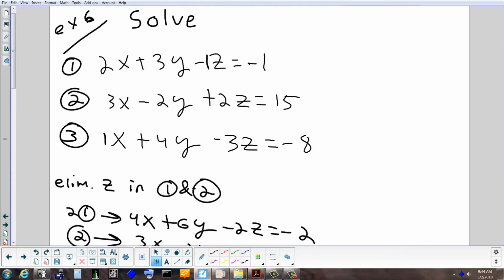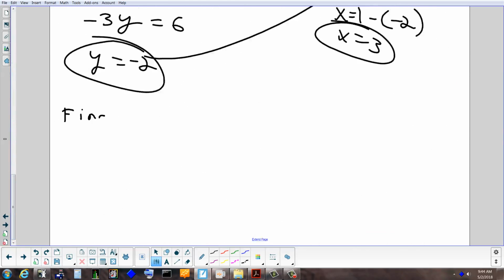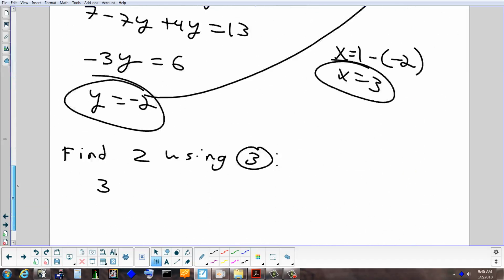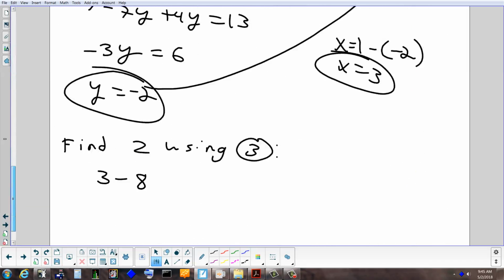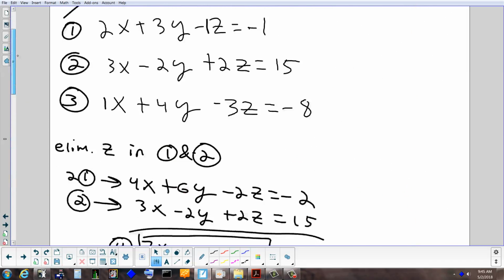And it doesn't matter. So, Trevor, do you want to use equation 1, 2, or 3 to find z? 3? All right. So we've got 1x, and 1x is just 1 times 3. So you got 1x plus 4y. Well, y is negative 2. So 4 times negative 2 is negative 8. Minus 3z equals negative 8.